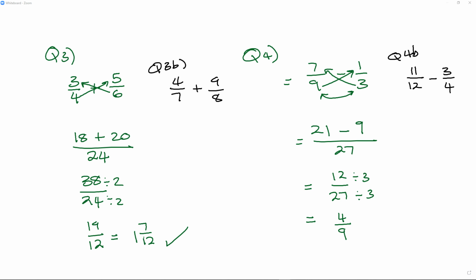Press pause, try it. Let's go through it now. All right, so over here we've got 7 times 8, which is 56. 8 times 4 is 32. 7 times 9 is 63. And this becomes 3 plus 6 is 9. 2 plus 3 is 5. So 95 over 56.